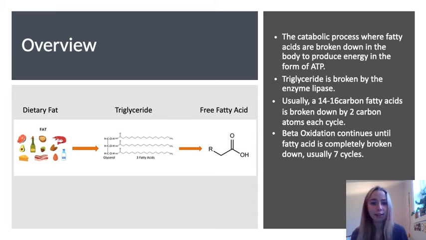That R group is usually about a 14 to 16 carbon chain. And so when we go through beta oxidation, that free fatty acid is broken down by 2 carbons each cycle. We want to completely break that fatty acid down, so the beta oxidation cycle just continues until that fatty acid is completely broken. For a 14 to 16 carbon chain fatty acid, it usually takes about 7 cycles of beta oxidation to completely break down a free fatty acid.